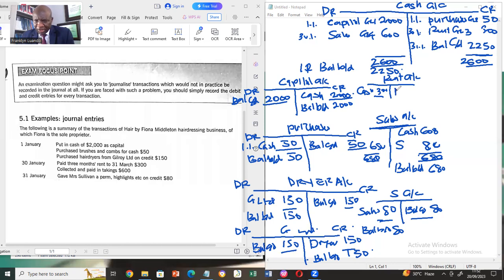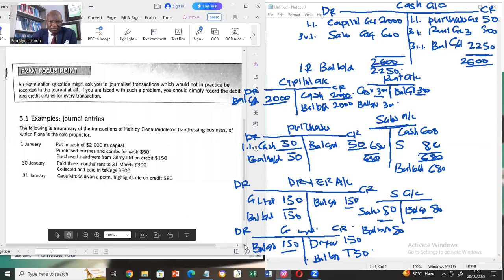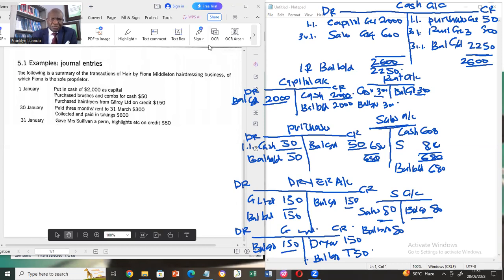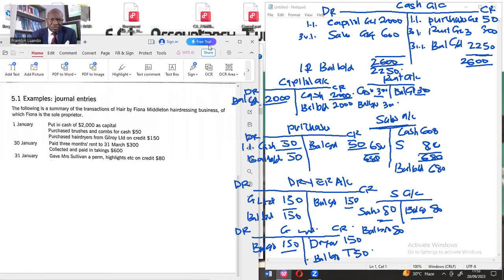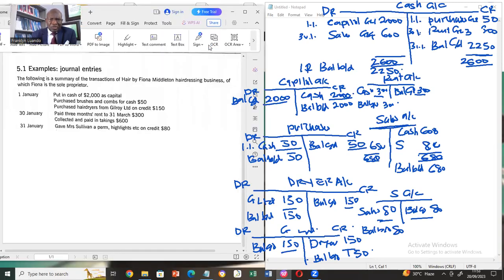So the rent account, we did not balance, we can balance it. That is carried down 300. Brought down, balance 300. So all the accounts are balanced. So I want us now to look at the trial balance. We go to the trial balance and just create some space. We have created some space there. Good. So now we go to the trial balance here.